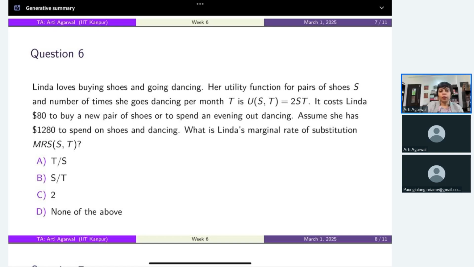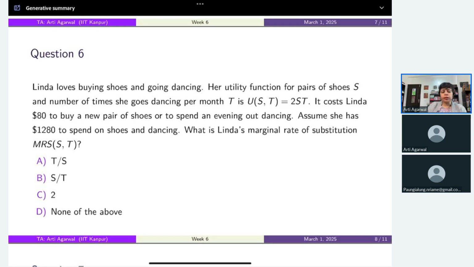Basically she has some budget, and in that budget, she can buy a certain number of pairs of shoes, which is S, and she can go dancing per month for a certain number of times, or number of classes, you can say, because maybe let's assume she's doing dance classes for which she's paying. So the number of times she can go for dance classes is T.